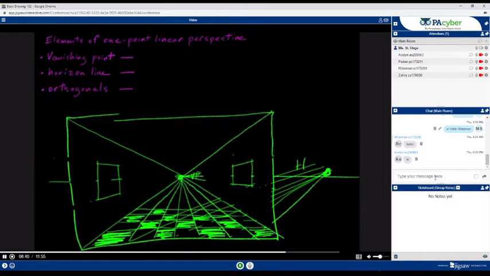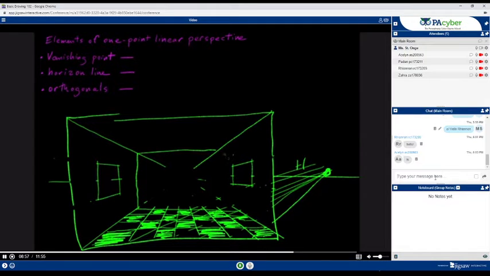If I were then finally to get rid of these lines, and in fact get rid of the vanishing point entirely, and instead now draw in a back wall, we have something that comes fairly close to looking like an interior space.